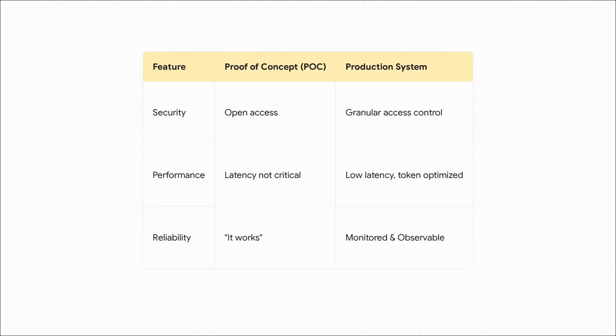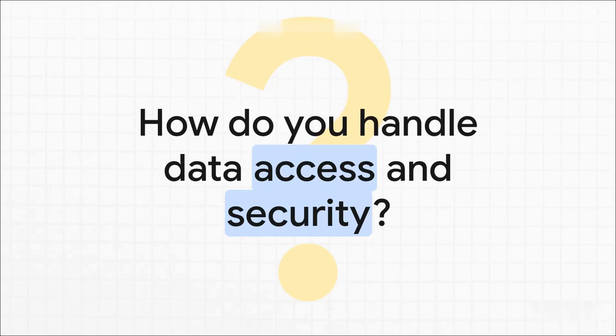A POC might have totally open access, but a production system absolutely needs fine-grained security. A demo can be a little slow, nobody really cares, but a real application has to be fast and optimized. And while a demo just has to kind of work, a production system has to be monitored, reliable, and observable from end to end.